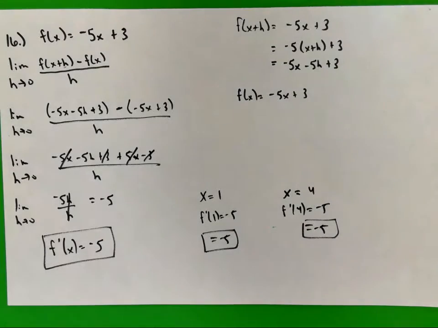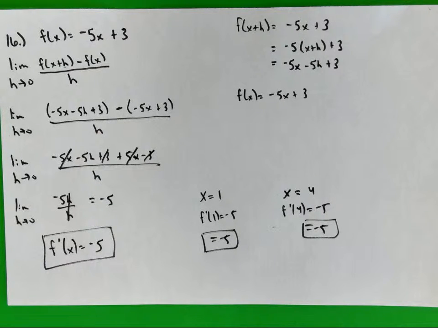We're given this function, negative 5x plus 3. That's a linear function. Here's your definition. It's made up of two parts, f of x plus h, and f of x. We need to go find those to plug them back into the formula. F of x plus h, whatever's in that parentheses, you plug in for your variable. I get negative 5x minus 5h plus 3.